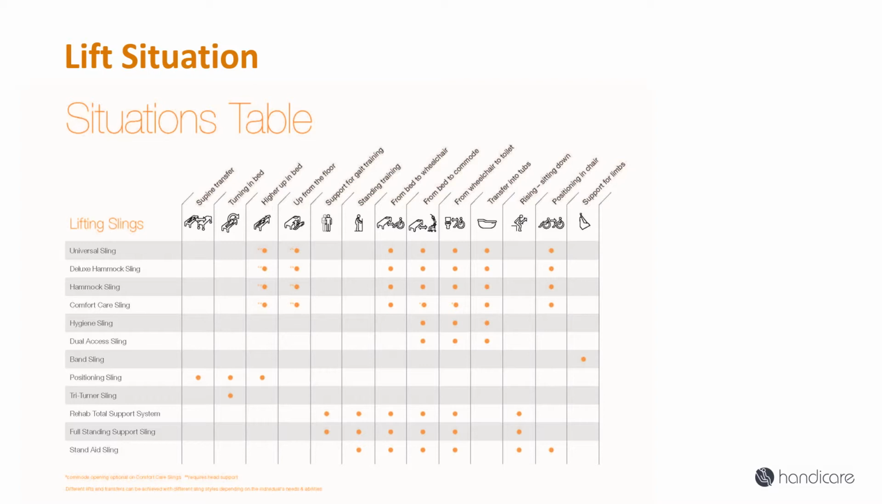For example, if the resident is weight bearing, then a standing sling or a Rehab total support sling could be an option. If the resident is partially weight bearing, a stand-aid sling with a motorized sit-to-stand lift may be selected. If the resident is non-weight bearing, the options include all the seated transfer slings, the universal, the deluxe hammock, the comfort care, and you also have the Hygiene or the dual axis sling. All these slings have a commode opening. The healthcare professional will then determine which sling style will provide the resident with the appropriate amount of support based on the resident's needs and abilities.